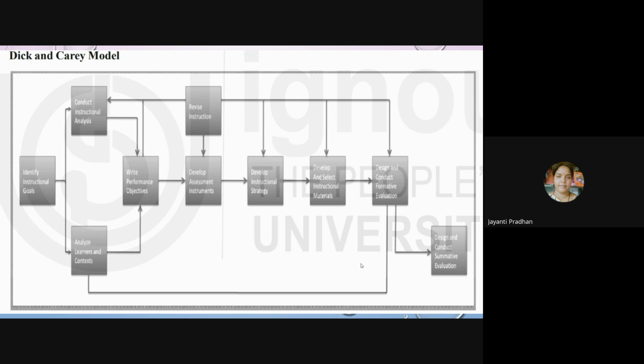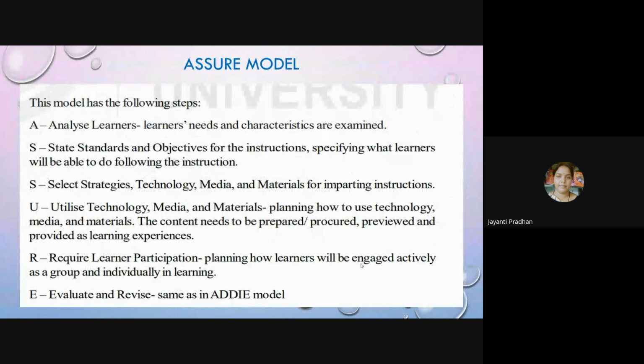Because now when I ask the question, you all are able to answer what the components are in the different models. That means you have learned the components of different models. Suppose now I ask how many components are there in the Dick and Carey model? You tell me.